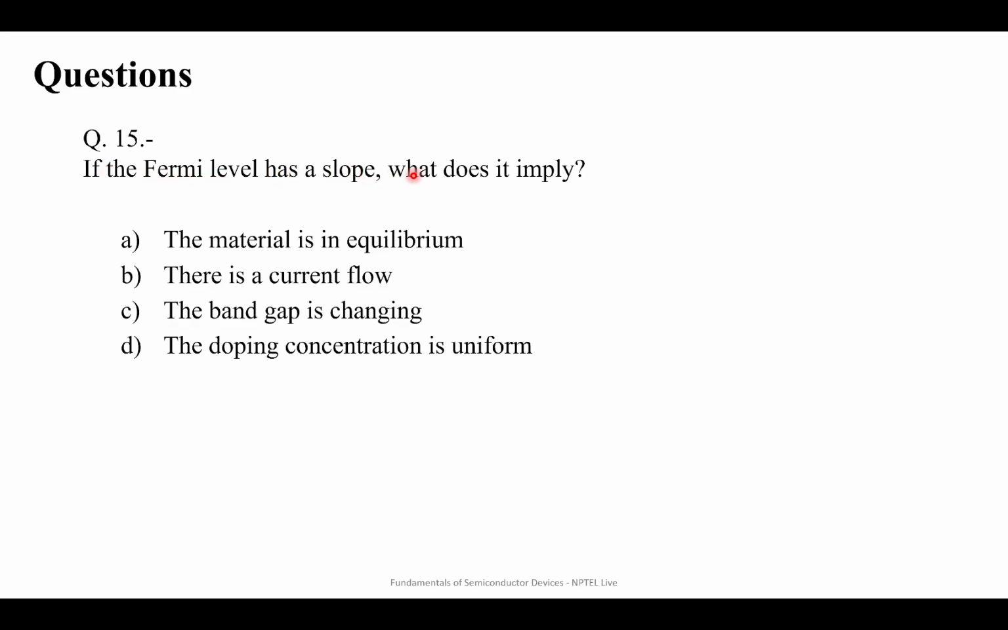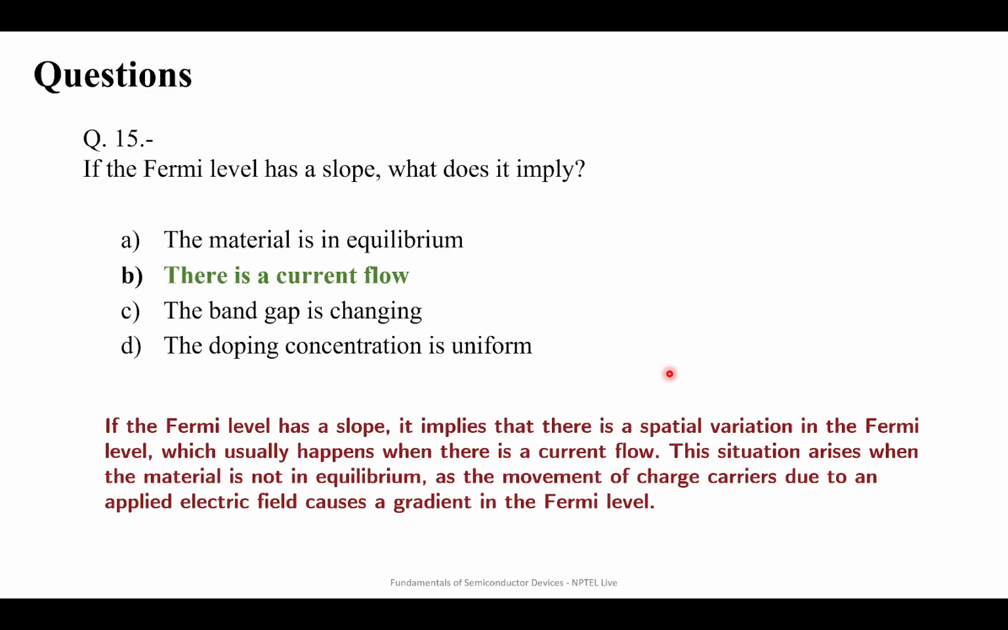If the Fermi level has a slope, what does it imply? The material is in equilibrium, there is a current flow, the band gap is changing, or the doping concentration is uniform. The answer to this would be that there is a current flow.